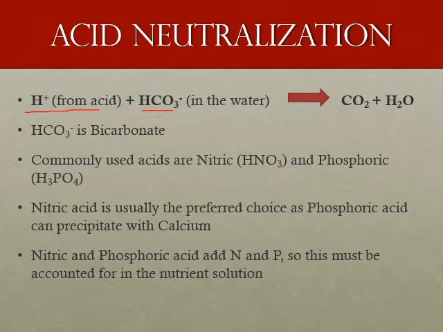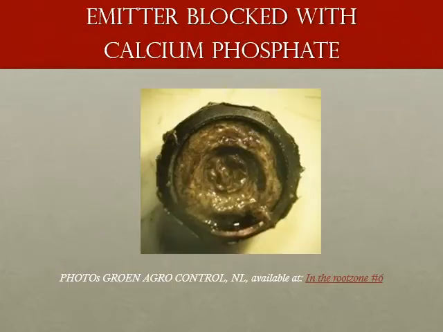The same thing's happening with the irrigation water. We're adding an acid, in this case nitric acid or phosphoric acid, and it's going to react with the bicarbonates to produce CO2 and water, and that consumes protons. And that means our pH will adjust, okay? Typically, nitric and phosphoric acid add nitrogen and phosphorus as a nutrient. That's not a bad thing.